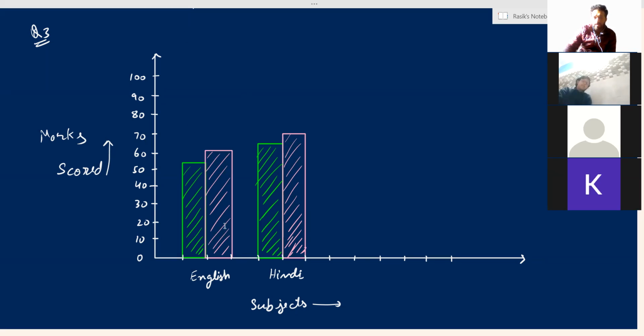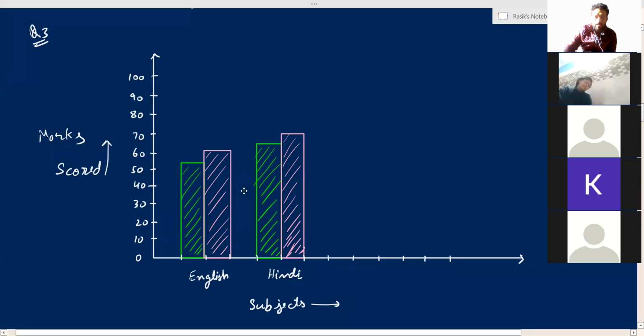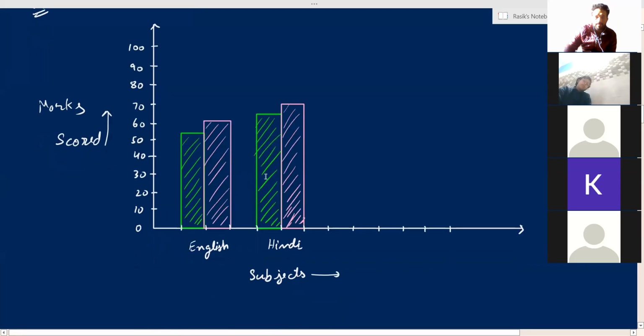Look at this, how I have drawn. Have I given any gap between the two bars for English? Both bars are coming together, so there is no gap. When I draw for Hindi, I give a gap. Similarly, for the next subject, maths, there will be a gap, but between both bars of maths you will not give a gap. Okay, Advika, correct it afterwards.